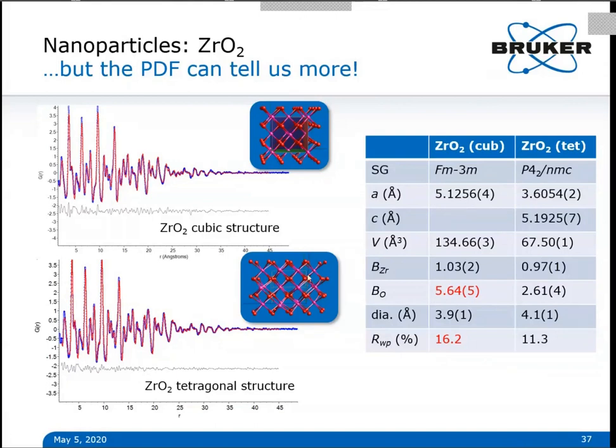But for example, if you have a D8 Advance or a Discover, and you're currently working with a LynxEye detector and you're considering upgrading to the Eiger detector, to benefit your in situ work or generally get down your measurement times, as well as the benefits for PDF, we currently have an upgrade program for detectors going on. So please get in touch with your local sales representative, who will be able to advise you on the best configuration for your analytical requirements.